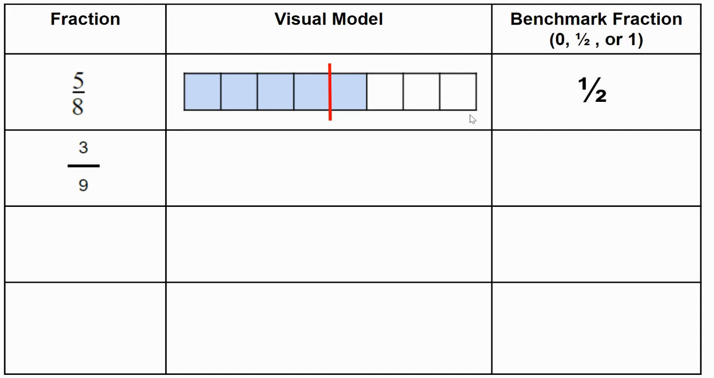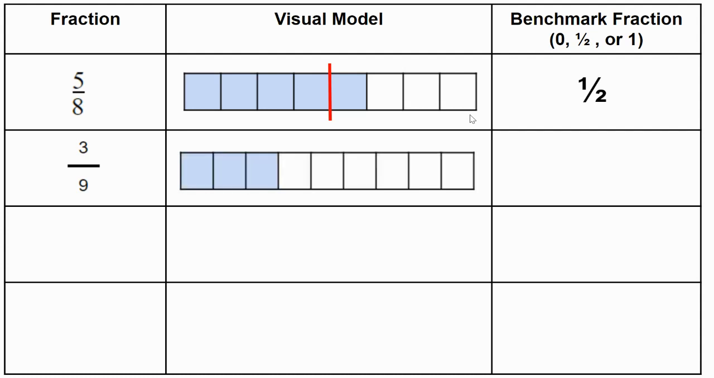Now we have 3/9. So we're going to create a visual model that has 9 equal parts and 3 of them are shaded. Well, the halfway mark is actually going to be in between one of these parts. So we're going to break up this part here right in the middle and draw a line right through it. We can see that the three parts are shaded past the 0 benchmark, but only 1.5 more parts need to be shaded to get to the halfway mark. So 3/9 is closest to 1/2.